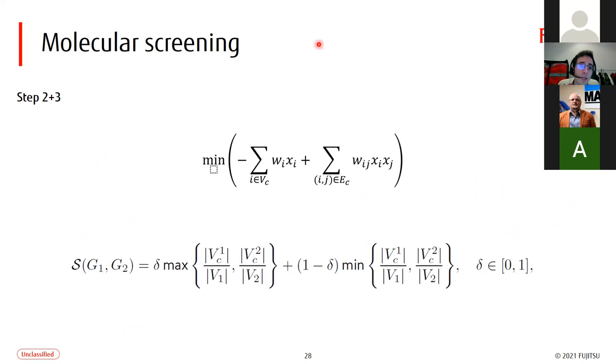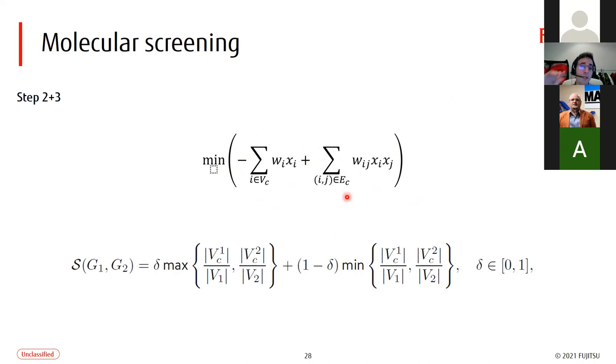Well, I've been talking about maximizing the weight, but of course, digital annealer just solves minimization problems. It's as easy as just inverting the signs. So for the objective function that is maximizing the weight, we would put a minus here. And for the connections of the nodes, we would put a sum here, okay? And in this way, we are minimizing this function.